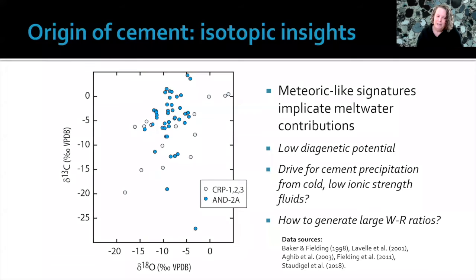But these are glaciomarine sediments. So this interpretation implied that meltwater flushed out or mixed with connate seawater that would have been buried along with the sediments. This also seems like a setting characterized by low diagenetic potential. So there were questions about the drive for cement precipitation from cold, low ionic strength fluids. This is a rift basin setting. So perhaps a high geothermal gradient played a role. As the water warmed up in the subsurface, it caused cement to precipitate. The large volume of cement also implies that a large number of volumes of pore water moved through the sediments. So how do we generate those large water rock ratios in this setting?